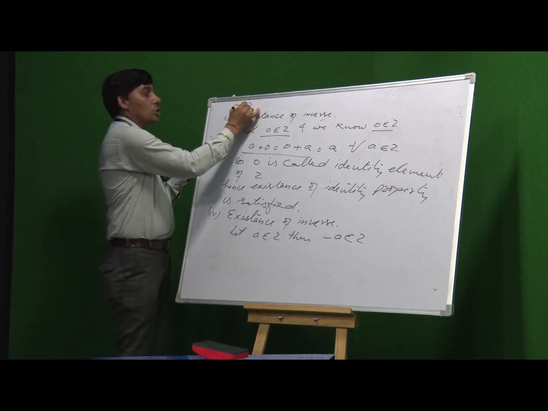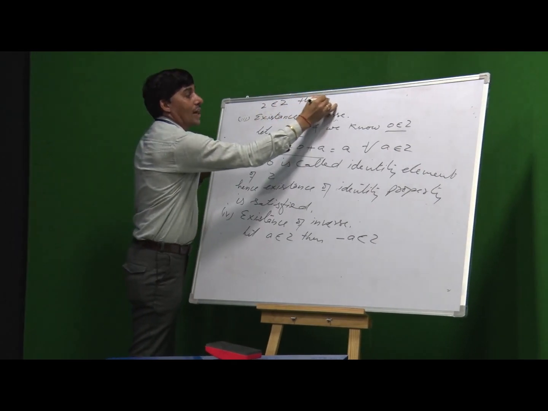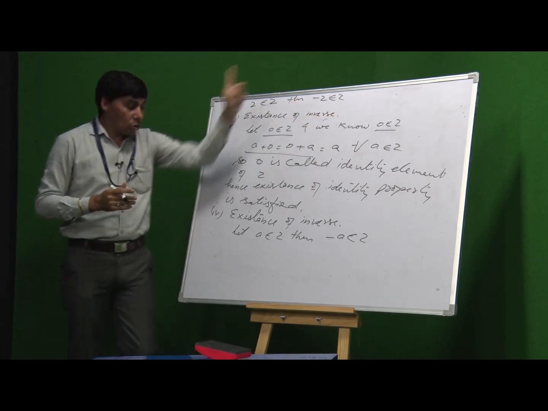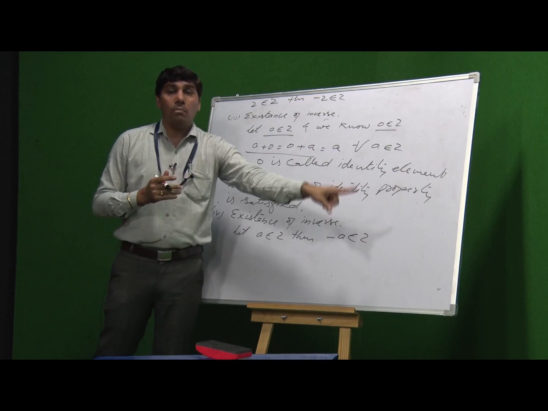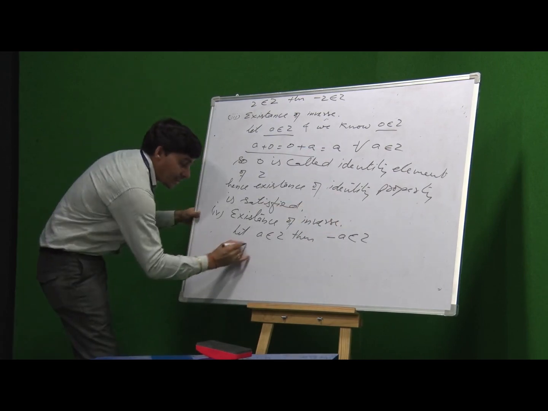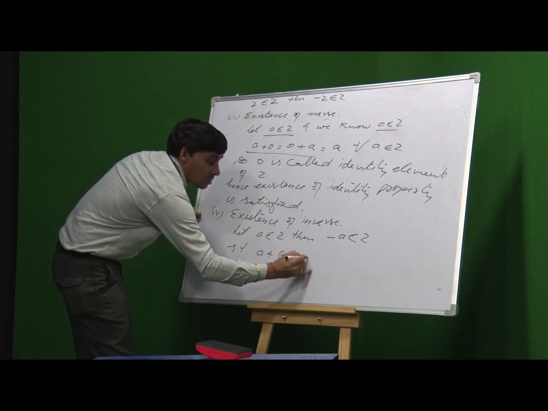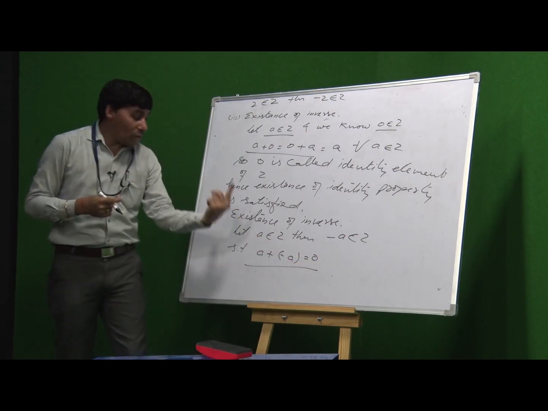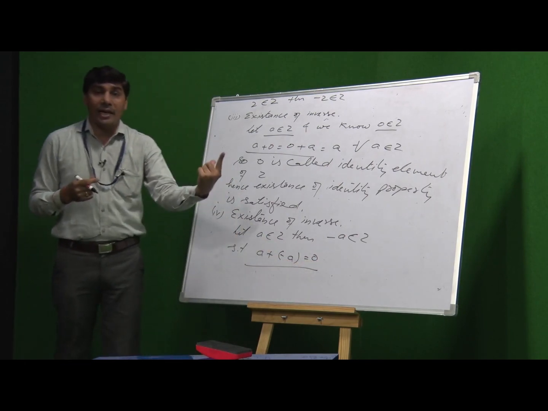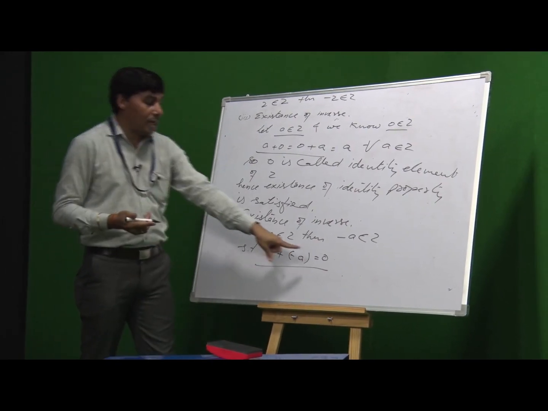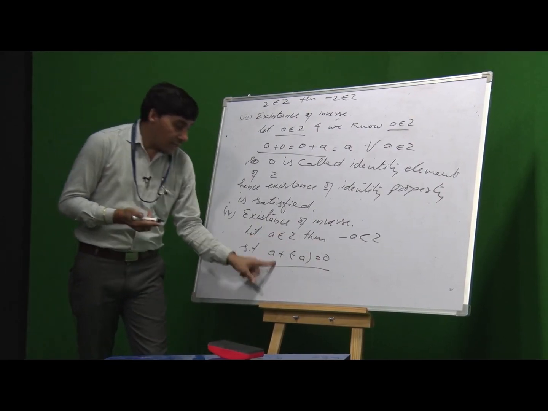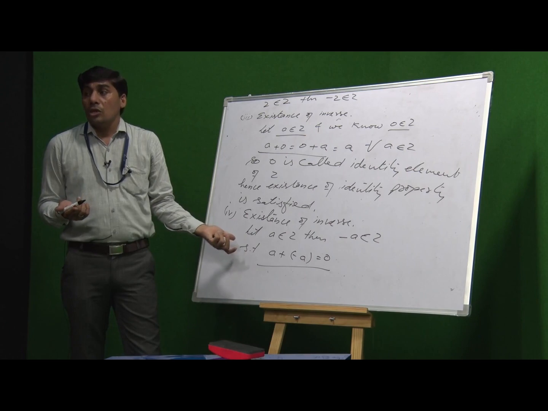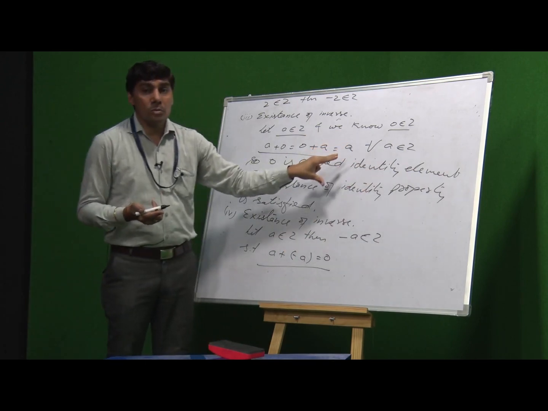For example, 2 belongs to Z, then minus 2 also belongs to Z. 2 is a positive integer, minus 2 is a negative integer. So A belongs to Z, then minus A must belong to Z, such that A plus minus A is equal to 0. 0 is the identity element. If we add these two elements A and minus A, the resulting one is the identity element, then we can say inverse of A is minus A and inverse of minus A is plus A. So inverse property is satisfied.